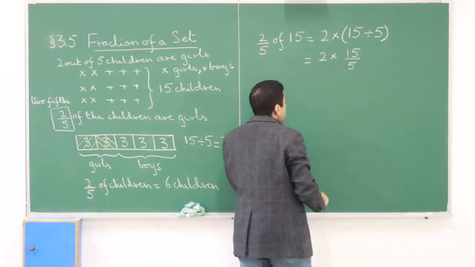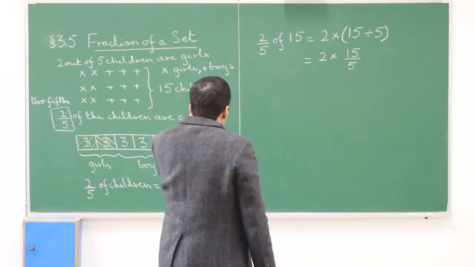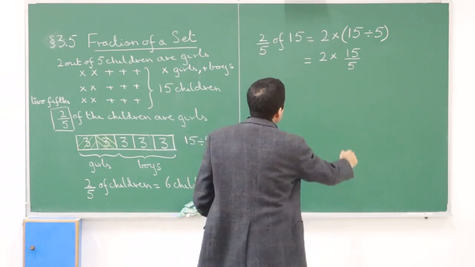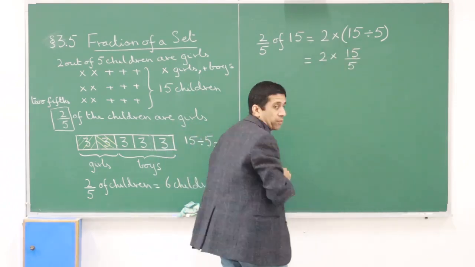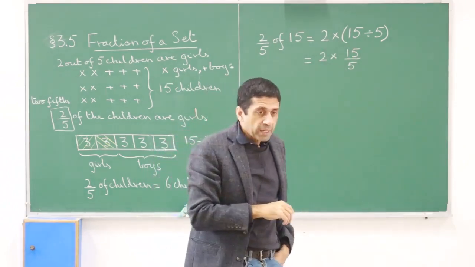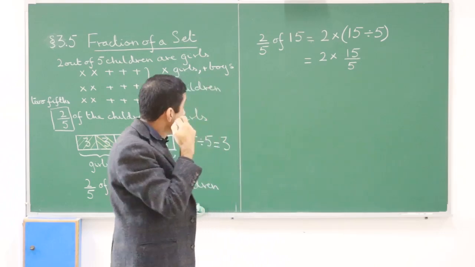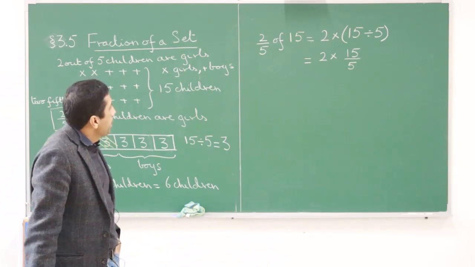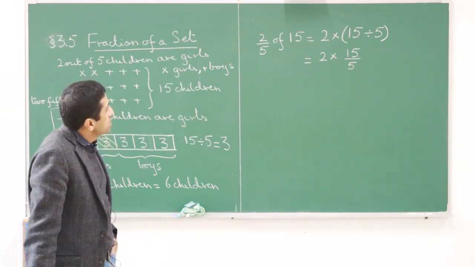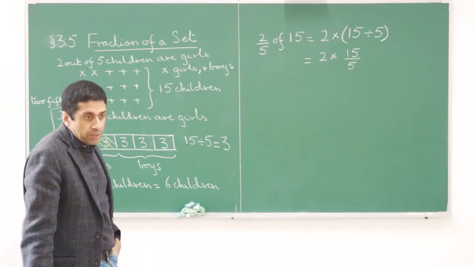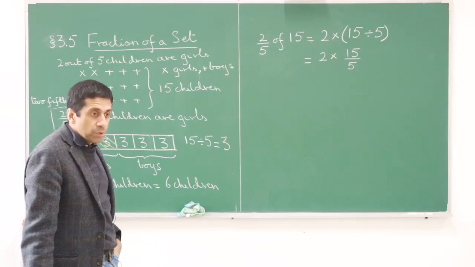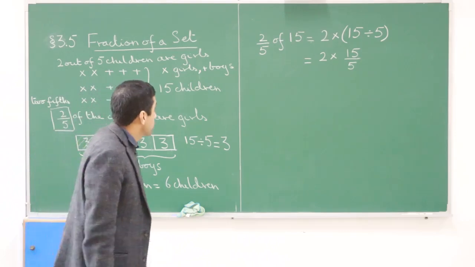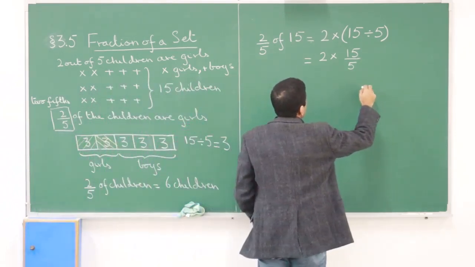Now let's start thinking. You see this number, 2 multiplied by 15 divided by 5. Here's another story that I can tell you. You have 2 aunts, and there are 5 children, and each aunt has 15 candies to give, and she's going to distribute the candies equally to each child. So I'm going to write a story here.